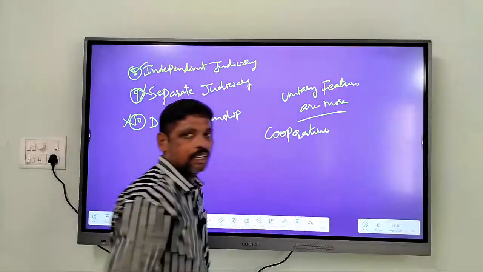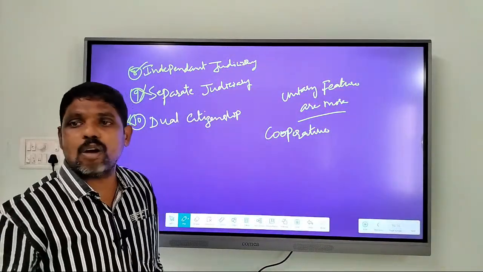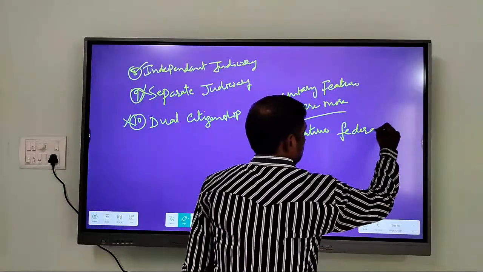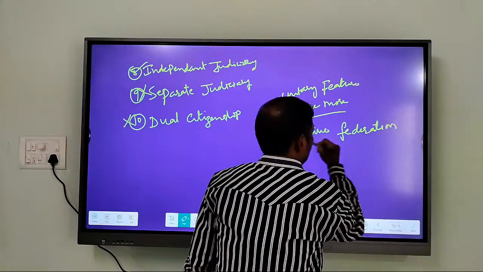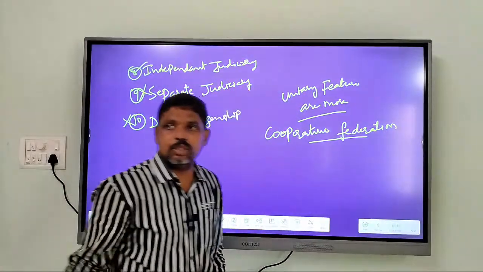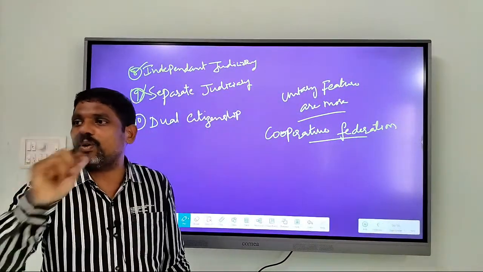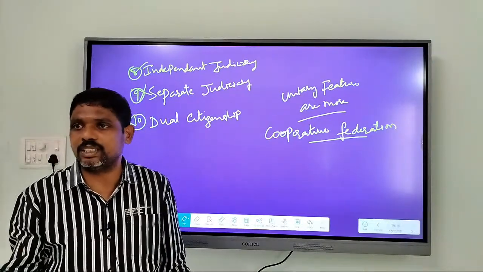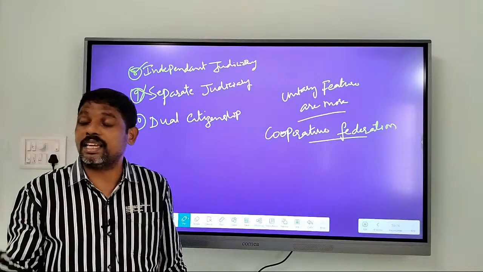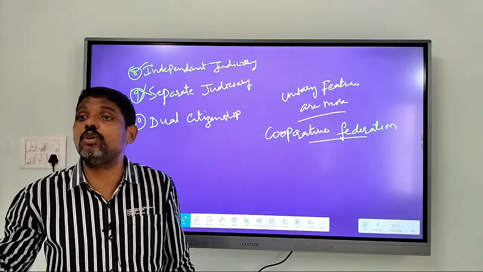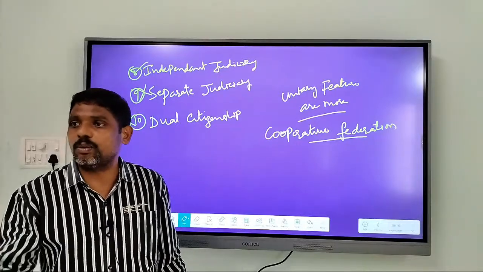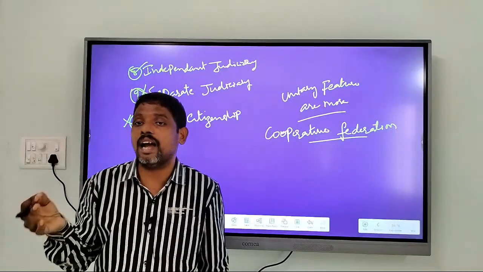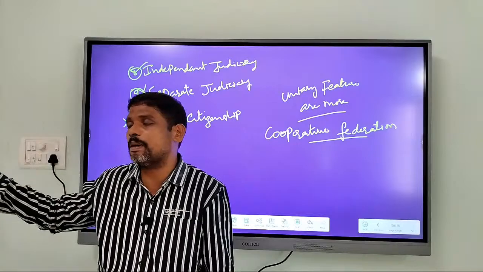Why is the Indian Federation described as a cooperative federation? You can know this only when you know the division of powers between the Center and the states. Without knowing that, it is not possible to answer. But there are very good articles in The Hindu paper. Coming to the nature and working of the Indian Federation, you can read those articles.